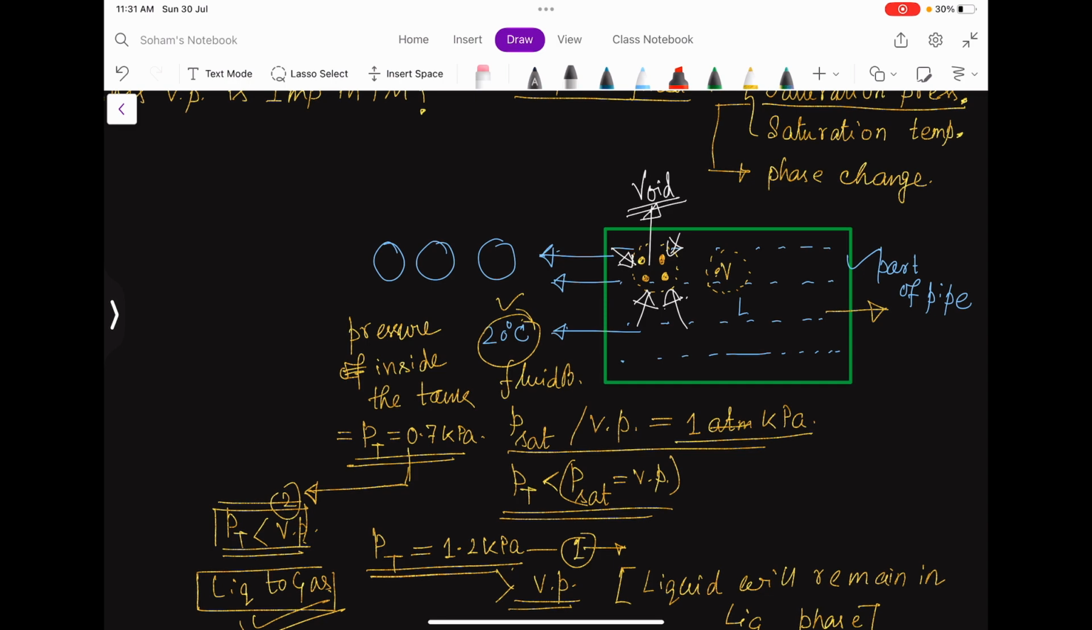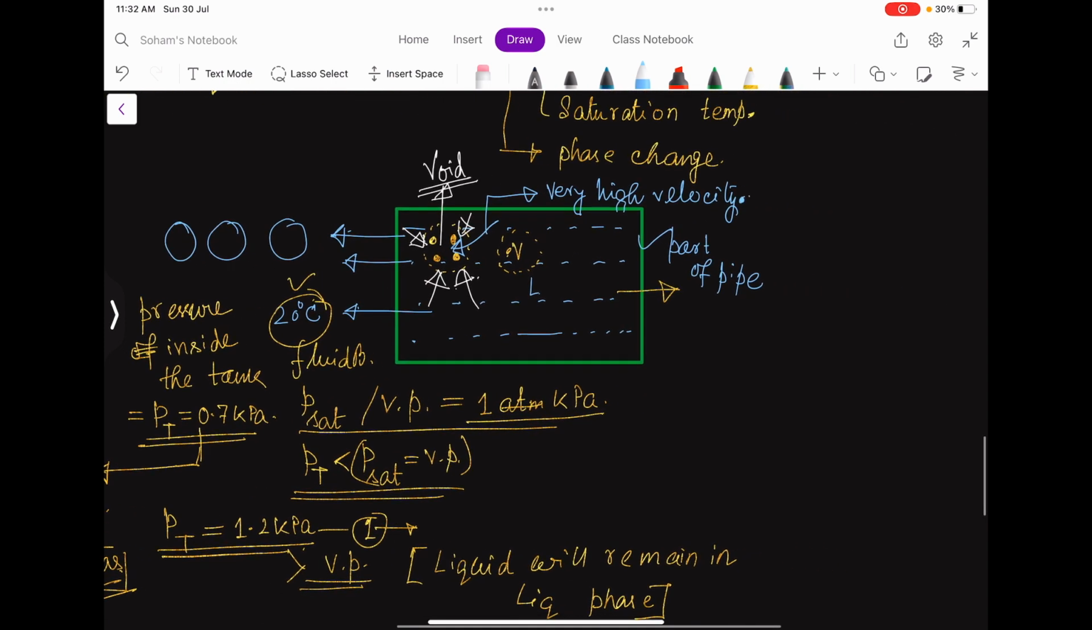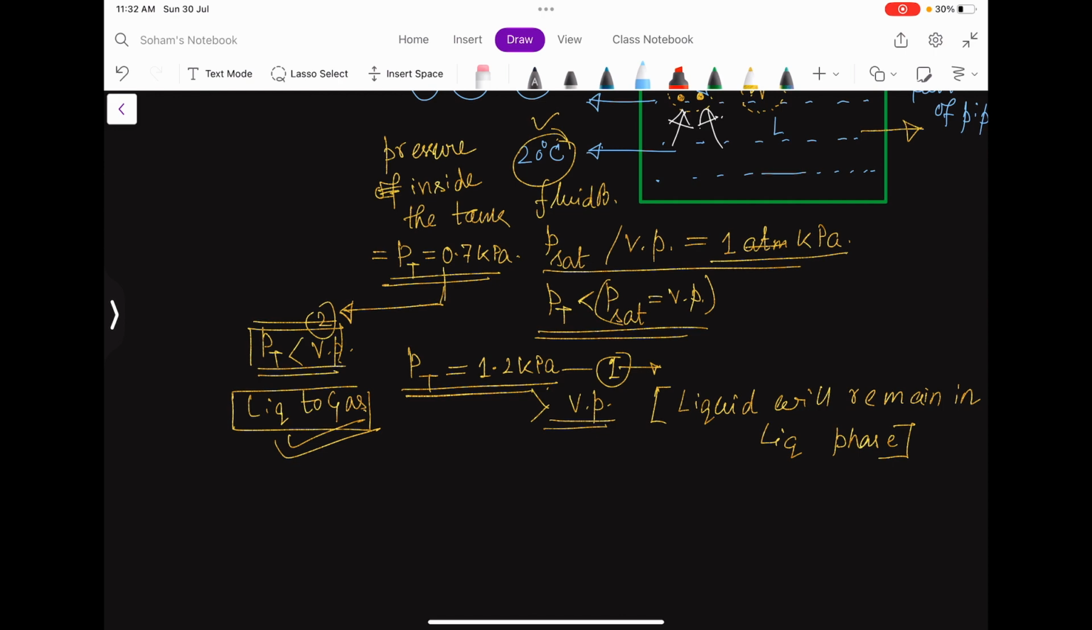As these bubbles are collapsing, there is some void creation. To fill up that void, the liquids will rush through those voids at very high velocity. Because of that, there will be a very high rate of corrosion. High corrosion, and that we don't want.